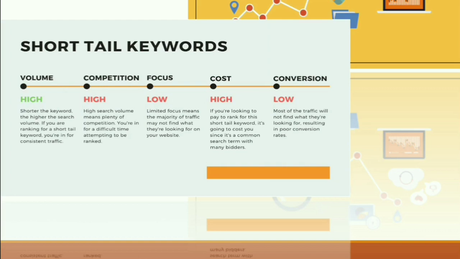So the websites don't know exactly what your choice is, but when you use a long tail keyword, you are very precise, you are very specific, and only those products or websites will be shown to you. The cost for the short tail keyword is also high. If you're looking to pay to rank for this short tail keyword, it's going to cost you, since it's a common search term with many bidders.